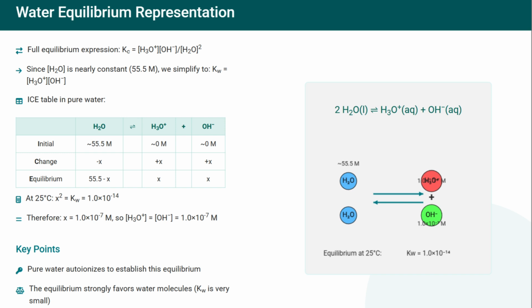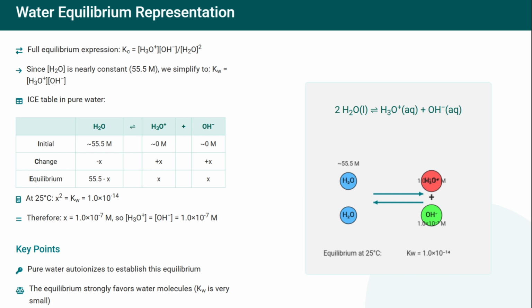We can also set up an ice table in pure water. Initially, we have about 55.5 molar of water and close to 0 molar of both ions. The change is minus X for water and plus X for each ion. At equilibrium, water is at 55.5 minus X and both ions are at X. At 25 degrees Celsius, X squared equals Kw, which is 1.0 times 10 to the negative 14. Therefore, X equals 1.0 times 10 to the negative 7 molar. So, H3O+ equals OH- equals 1.0 times 10 to the negative 7 molar.